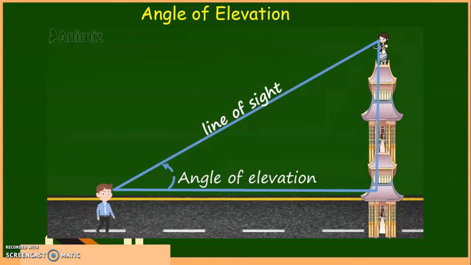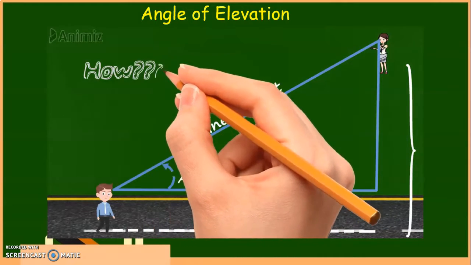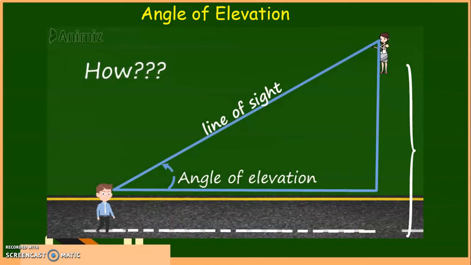So here you will get a right angle triangle. And if you want to find the height of the building or the distance of the boy from the foot of the tower, we can use trigonometry to find these distances. So this is the first definition, that is the angle of elevation: the angle made by the line of sight with the horizontal, and the angle of elevation is always above the horizontal line.